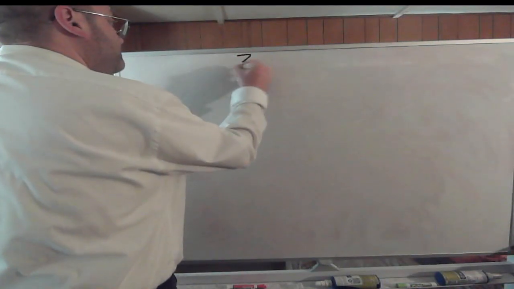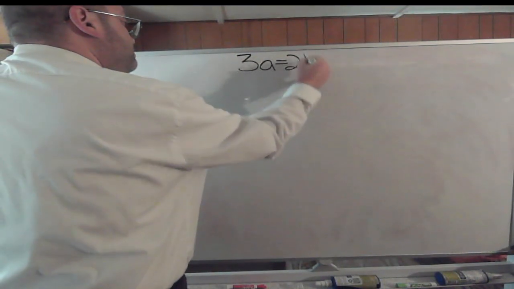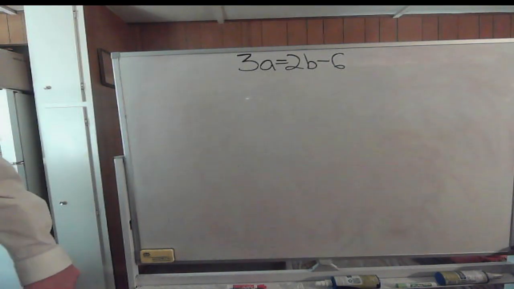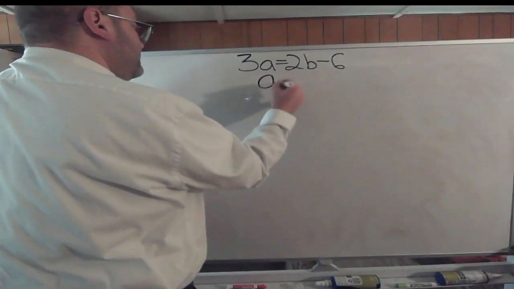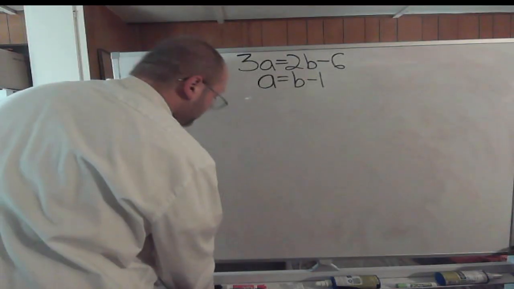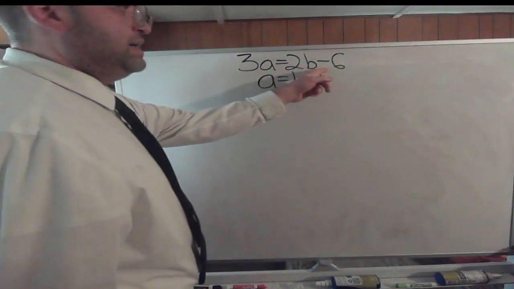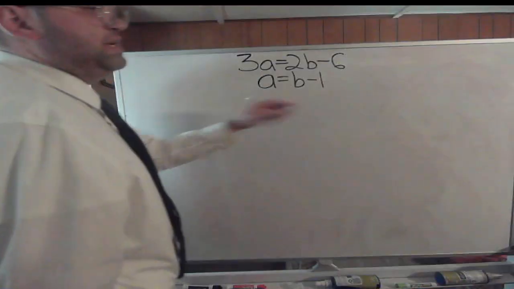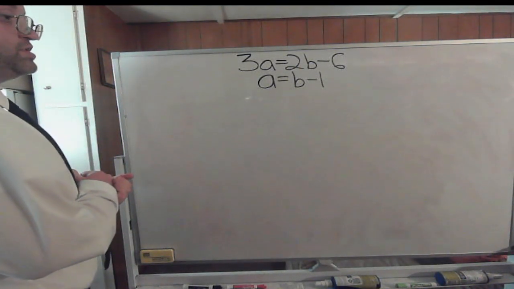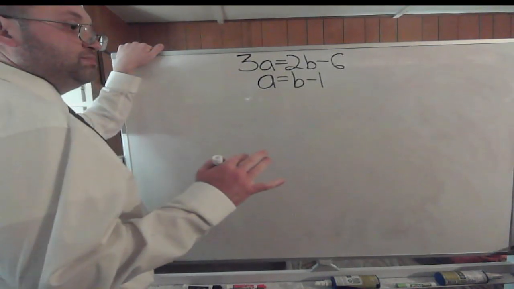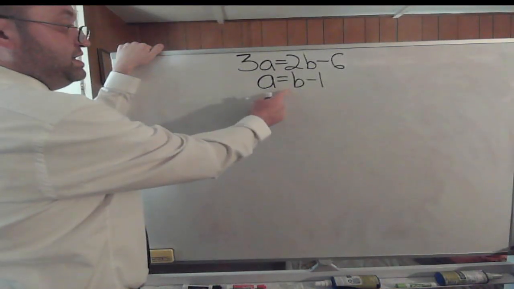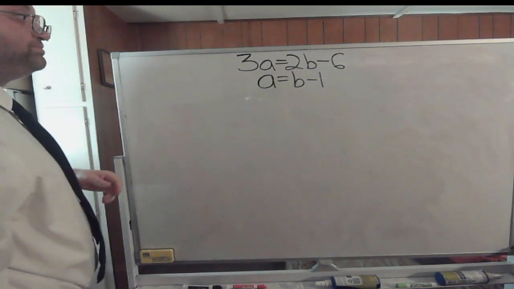Alright, let's see. We got 3a equals 2b minus 6. And then we have a equals b minus 1. So this is a little bit different here. We have 3a equals 2b minus 6. Then we have a equals b minus 1. Well, we can still do substitution, but so far we're used to seeing your substitution expression being your first equation. This time it's your second equation, a equals b minus 1.